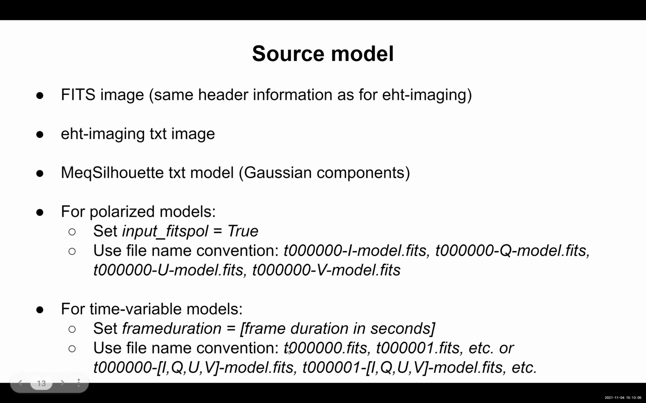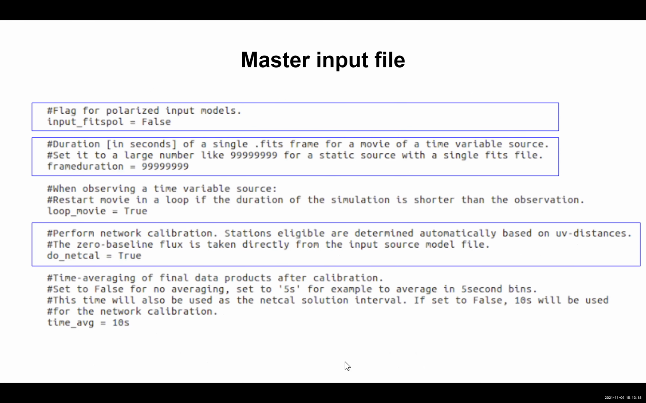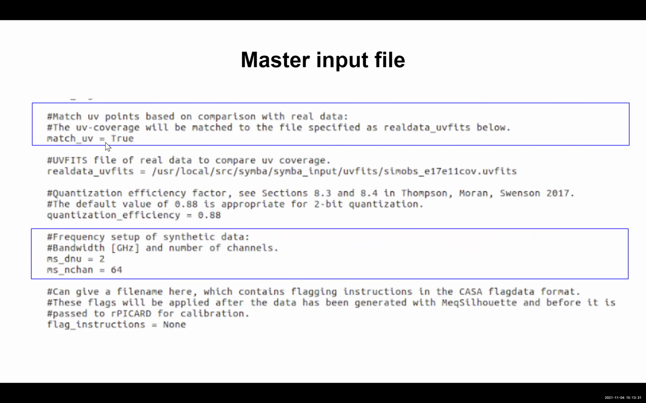And for time variable models, you can put in the frame numbers in this way, and here in combination with the polarization. And for the time variable model, you also have to specify the duration of each frame here. There's also here this option to do a network calibration. Here an option to match the UV coverage of an actually observed data set. You can set the frequency setup, so you can set the bandwidth and the number of channels.